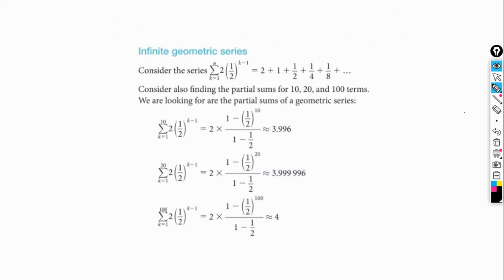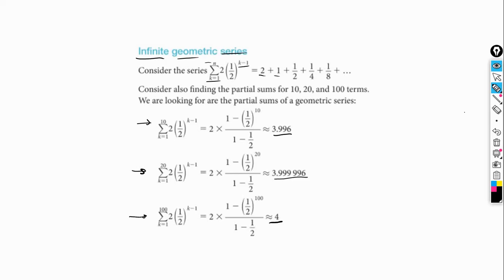So now let's talk about the case of an infinite geometric series. Here they give us an example, and it says consider the series from k equals 1 to n of 2 times 1/2 to the power of k minus 1. So this would equal 2 plus 1 plus 1/2 plus 1/4 plus 1/8 and so forth, right? So what happens if we do a partial sum with n equal to 10? Well, that would give us a number like 3.996. If we do it with 20, then we would get a number like 3.99996. If we do it with 100, we get much closer to the number 4.